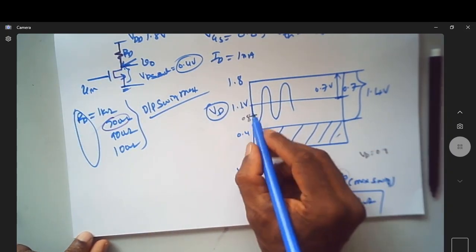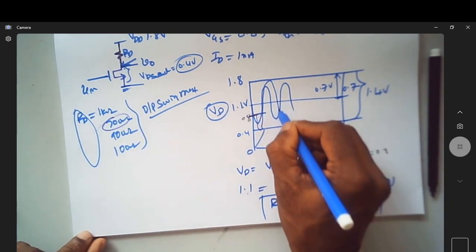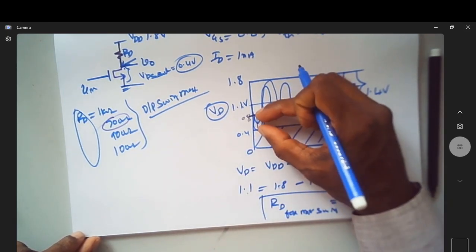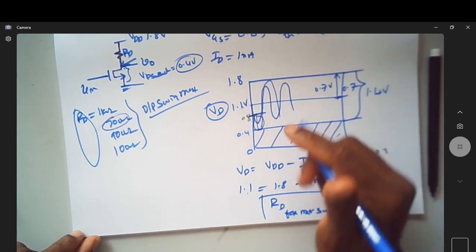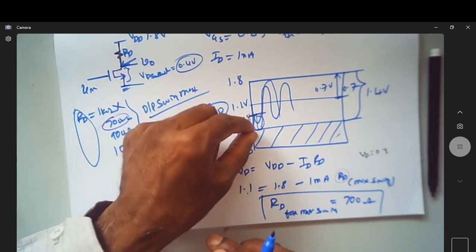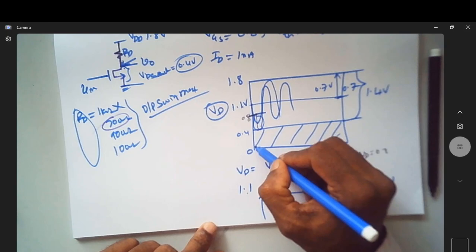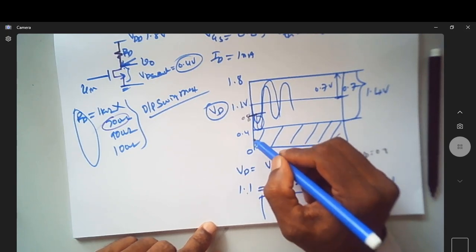You hardly have only 400 millivolt here, but almost 1 volt here. So this is not symmetric. Here it is less, here you have more. That's why an RD of 1K is not suitable to have a maximum swing, because you hardly have 400 mV, because you cannot go below this, because the MOSFET will enter the linear region.